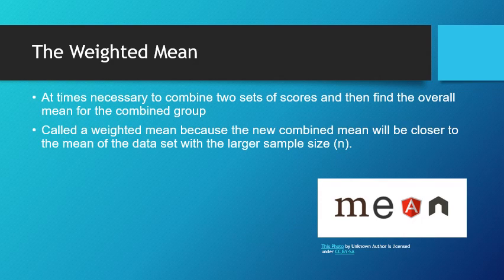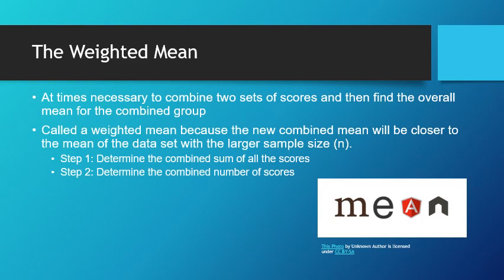So say there was 15 people in sample 1 and 10 people in sample 2. Well, the new weighted mean would be closer to the original mean of sample 1 because there's more people in sample 1. So step 1, you determine the combined sum of all the scores, which we call summation of x. Step 2, you determine the combined number of scores, which we call n.